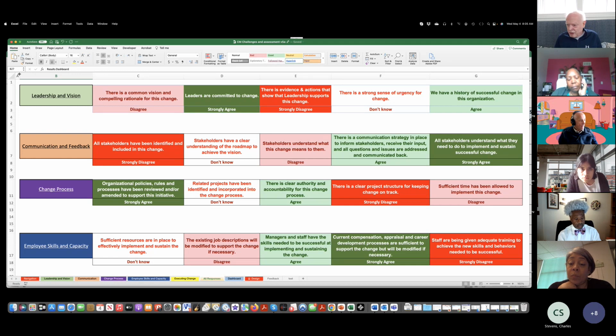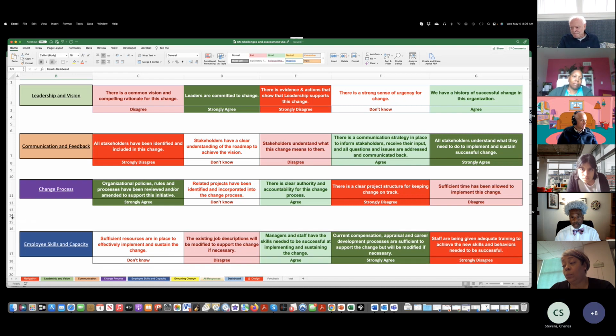Or like Marco said, let's say only one person says, I strongly disagree. Then maybe the action is to do some knowledge transfer or engagement with that particular person. It's not necessarily about change in the organization overall, but about a specific change that's been proposed because of a business process improvement that's being undertaken.